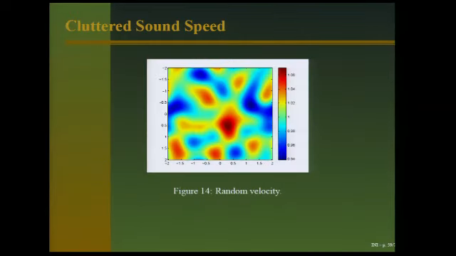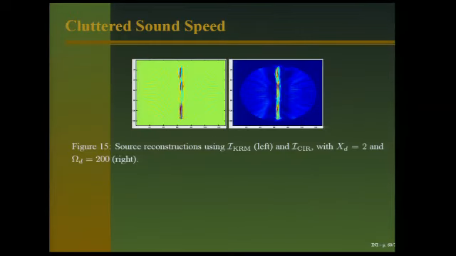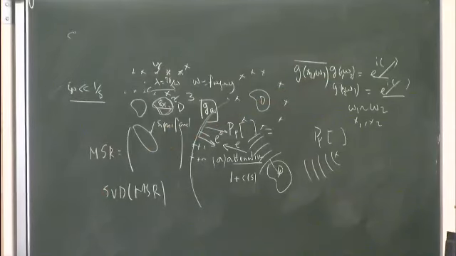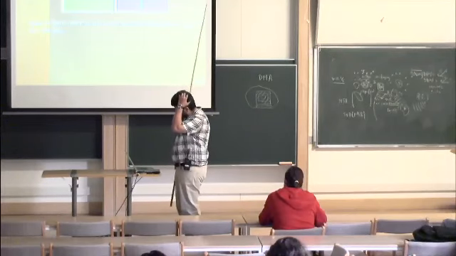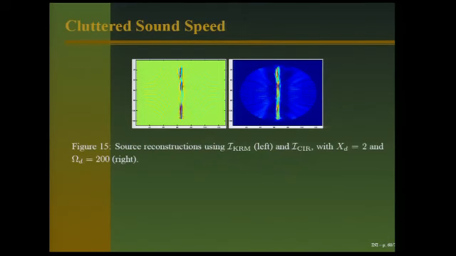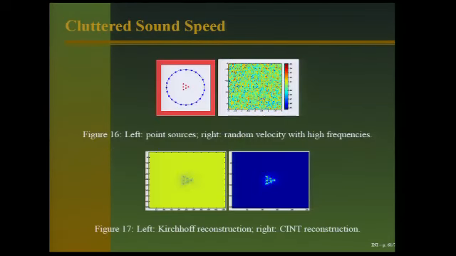Okay, so this is the random velocity, and this is the reconstruction with Kirchhoff without this Sint algorithm, this truncation of all the incoherent information, and this is the reconstruction with the Sint. Okay, this is another reconstruction for point sources, but now the random medium contains high frequencies, because actually the frequency of the source has to be comparable to the correlation length in your random medium. Otherwise, there is no need to make such elaborated things.